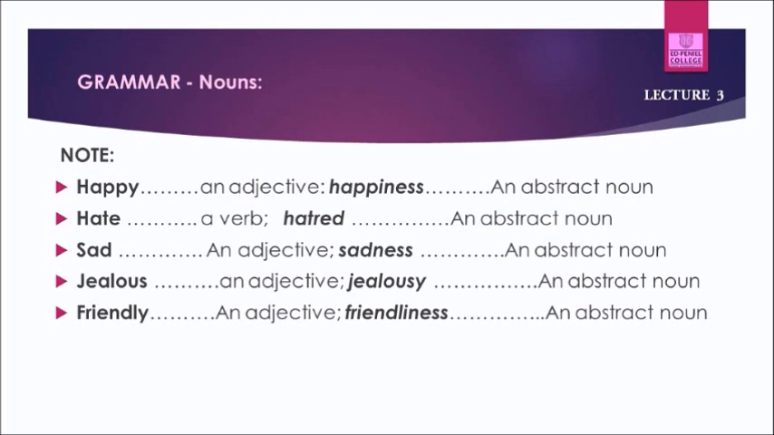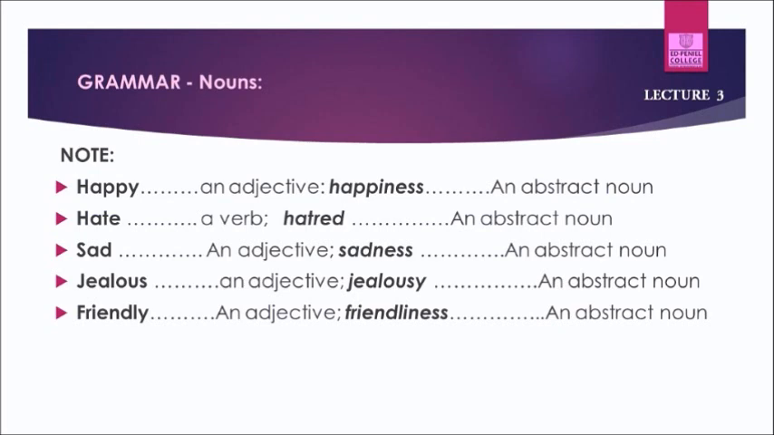Hate is a verb. Hatred becomes the abstract noun. Sad is an adjective, as in the boy is sad. Sadness is the abstract noun. Jealousy is an abstract noun, but the word jealous is an adjective. Friendly is an adjective, and friendliness is an abstract noun. So take note and be able to distinguish between the noun forms of these words and the other forms, be it a verb or an adjective. Take note, especially when you're writing.